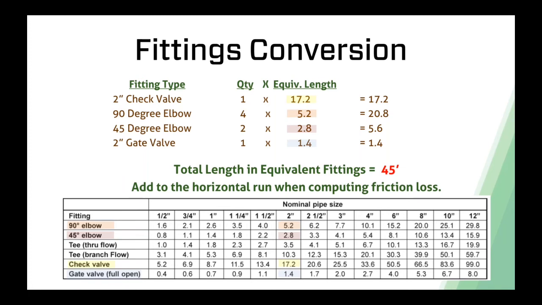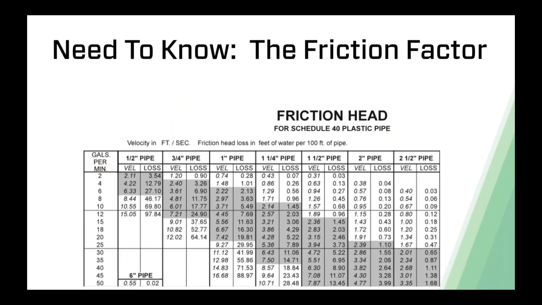And if we add them all up, it will tell us we need to consider an additional 45 feet of piping beyond what we actually have in the field. There's 150 feet of pipe that we actually have, but we're going to add to that another 45 feet to account for the friction loss in the fittings. Once we know that, we can go to our friction loss chart.